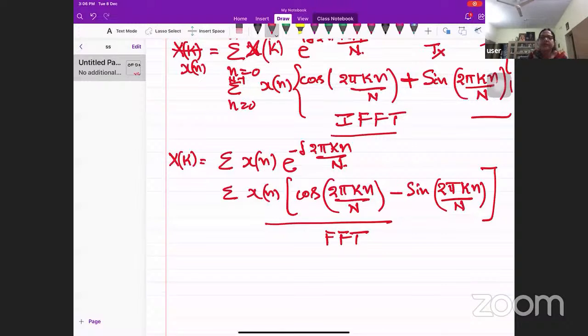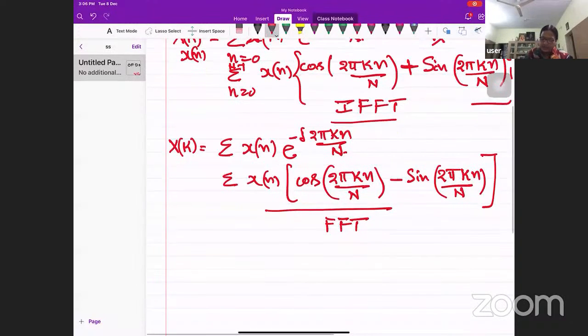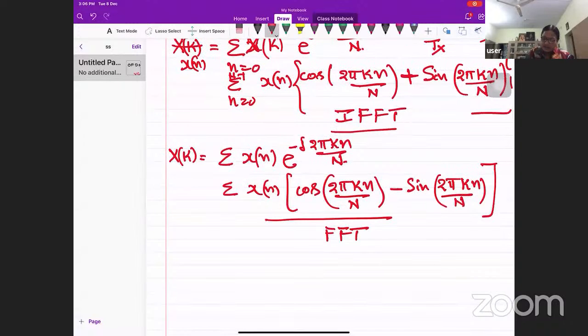This one is my FFT block. So what I am saying, a strict synchronization is very much essential in communication. Strict synchronization in the sense, when I am transmitting my signal, I use cos 2 pi kn by N. When I receive my signal, I have to use the same cos, that is cos 2 pi kn by capital N.